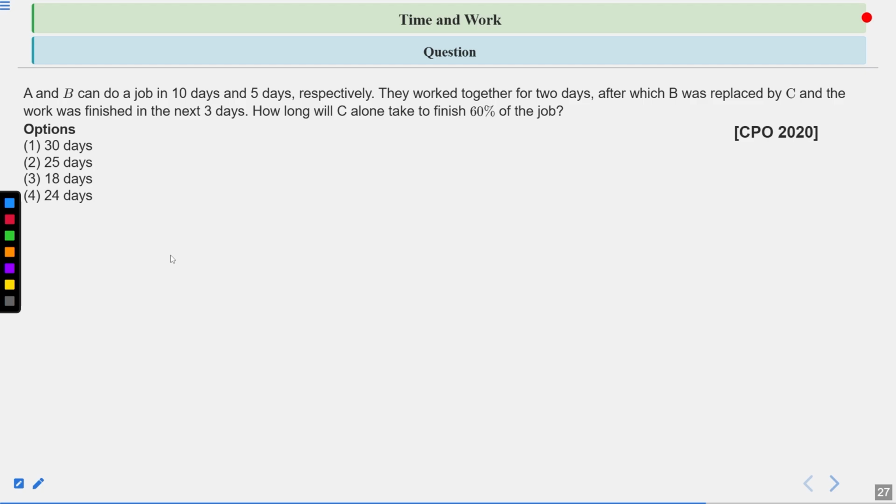A and B can do a job in 10 days and 5 days respectively. They worked together for 2 days, after which B was replaced by C, and the work was finished in the next 3 days. How long will C alone take to finish 60% of the job? This question was asked in the SSC CPO exam in 2020. There are four options. First one is 30 days, second is 25 days, third one is 18 days, and fourth one is 24 days. Now you have 10 seconds to analyze the question. Your time starts now.